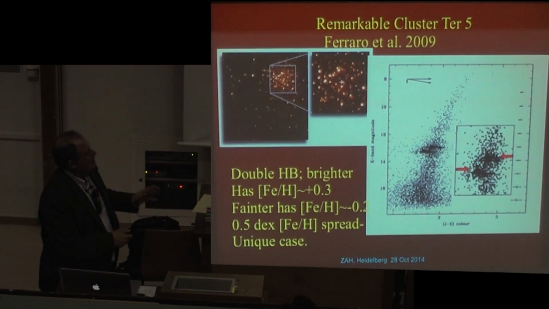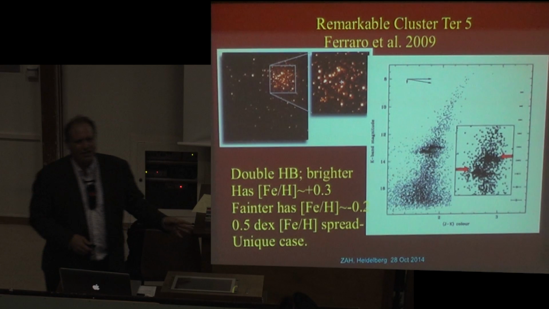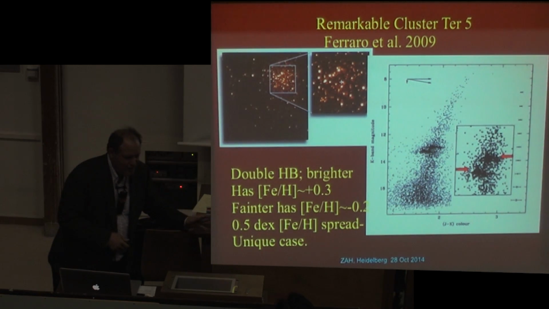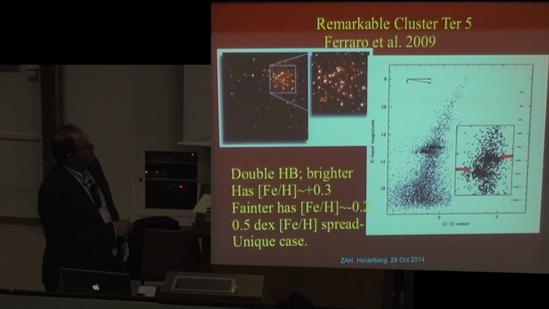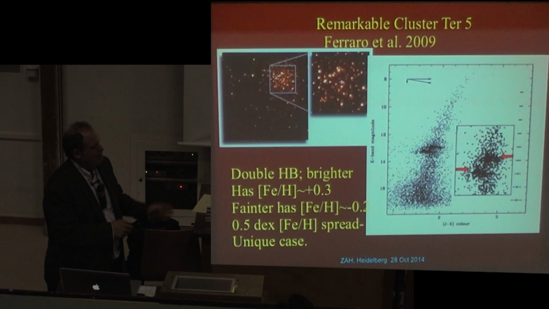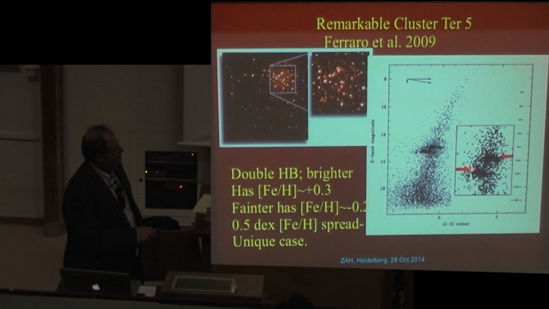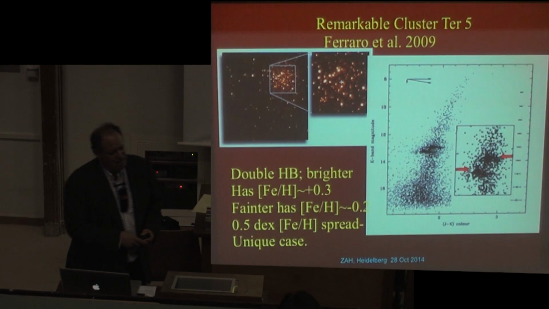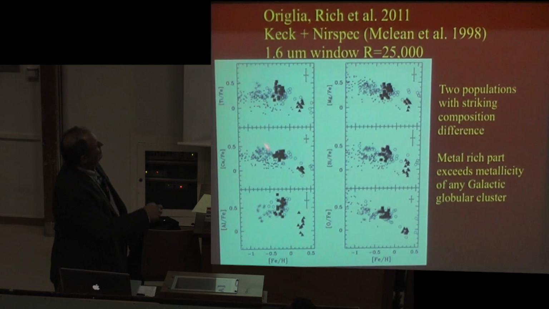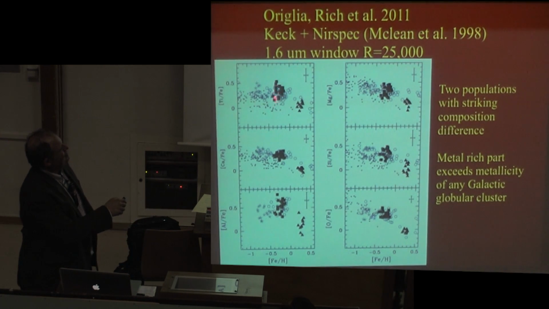One interesting object that you may have heard about is the globular cluster Terzan 5. It's a massive cluster. It was first discovered to be remarkable with the use of the multi-conjugate adaptive optics demonstrator at the VLT. There's a double red clump that was discovered by Ferraro et al. in 2009. Then we went and got spectra at Keck of stars in these two clumps and found that there was quite an abundance spread. We went and got more spectra and found that there was a really crazy abundance spread.